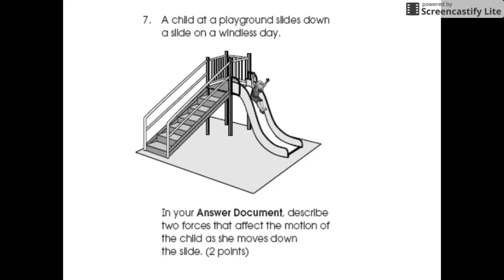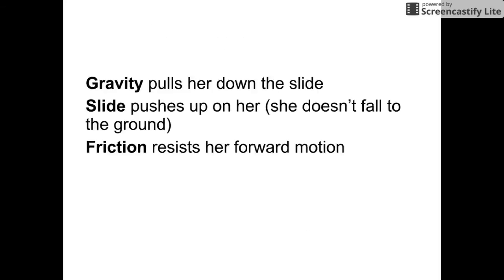We also have another force that is resisting her forward motion, and that is because she is in contact with the surface of that slide, and we call that force friction. Friction resists the forward motion of an object. So again, gravity is pulling her down, the slide is pushing up on her, and friction is resisting her forward motion.